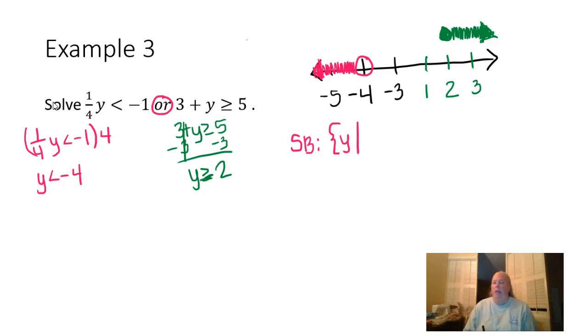and in my rule, I'm going to have 2 of them because I have 2 separate pieces of graph. I have a pink part and a green part. So the pink part says that y is less than -4, or the green part here, y is greater than or equal to +2.